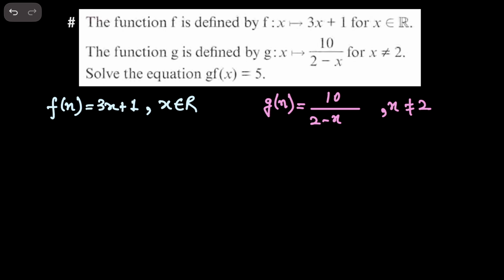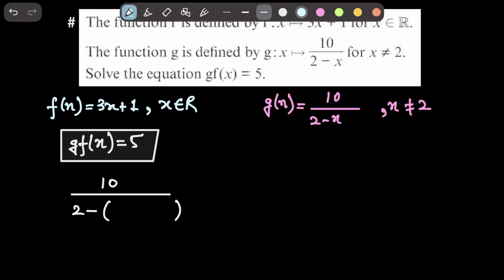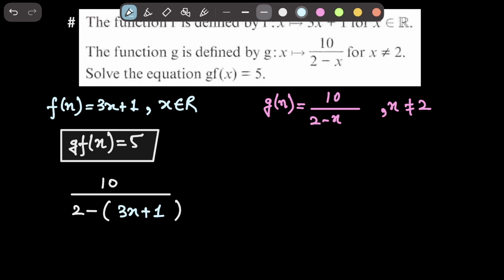Okay, so let's move on to the solution part of it. They want us to solve the equation g of f of x equals 5. We need to solve this equation. So first of all, I will make this composite function g of f of x. In the function g, I will substitute x with the function f of x. So you can see that the function f of x is written at the top. I will write it in place of x in the function g of x. So this is our g of f of x.